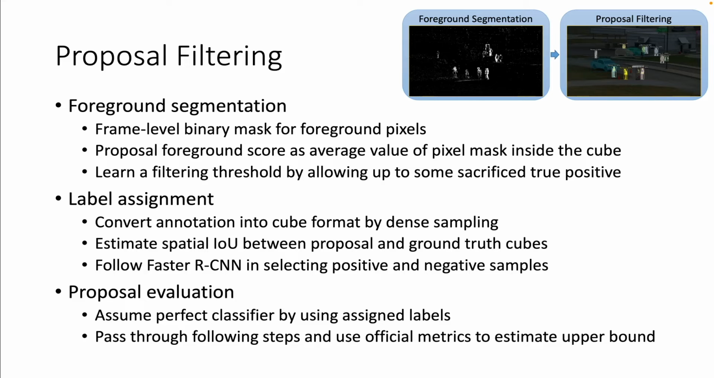This is done by assuming a perfect classifier and using the assigned labels. We pass these through the following steps and use the official metrics to estimate upper bounds. Different filter thresholds can also be applied, such as spatial alignment, to estimate different upper bounds in different situations.